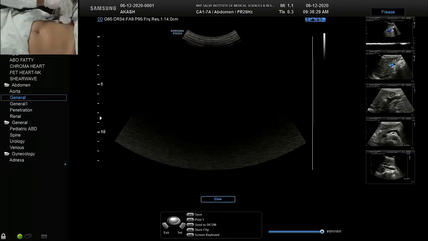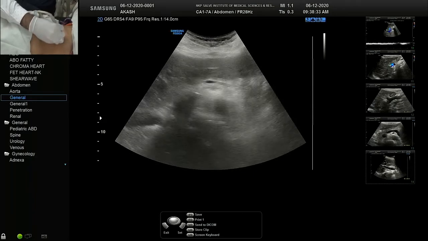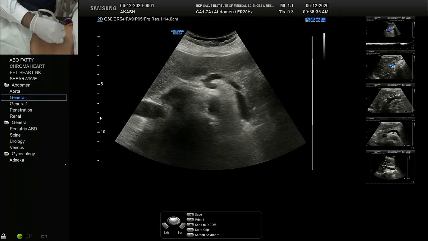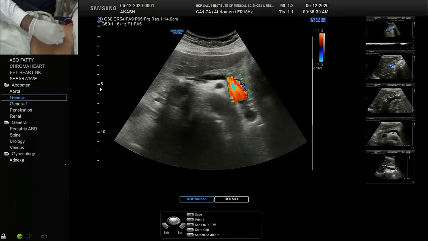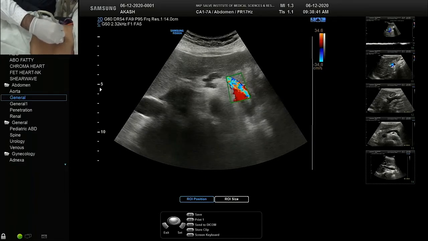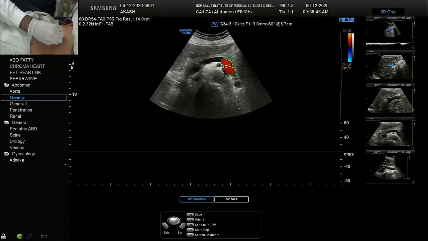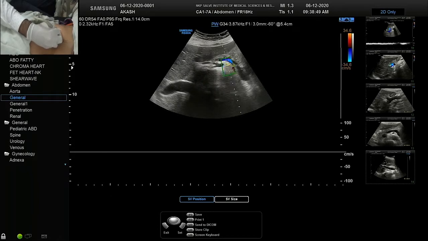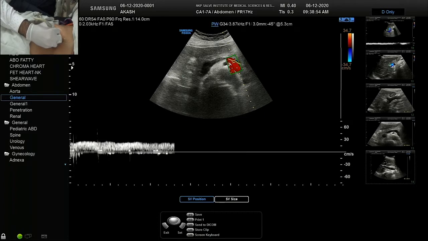We'll just check the weight. We'll check various Dopplers. We'll increase the scale here. We're seeing some aliasing. Now the aliasing has reduced. We'll check for the splenic vein flow. We'll correct our angle.